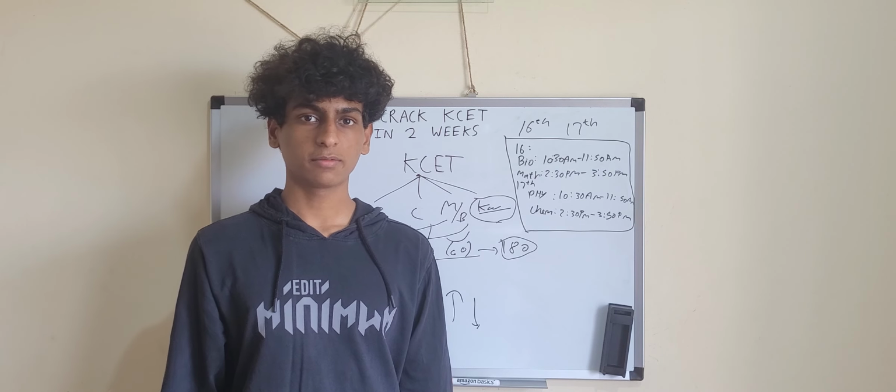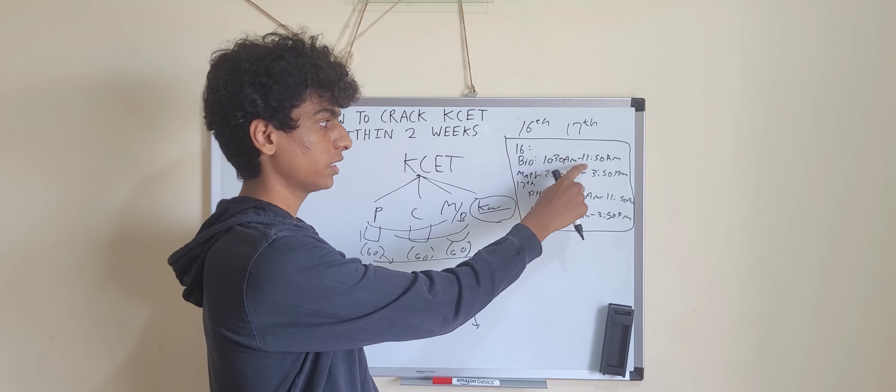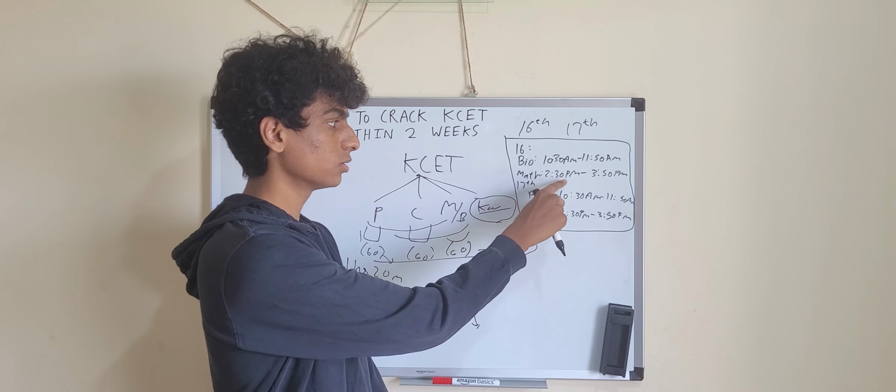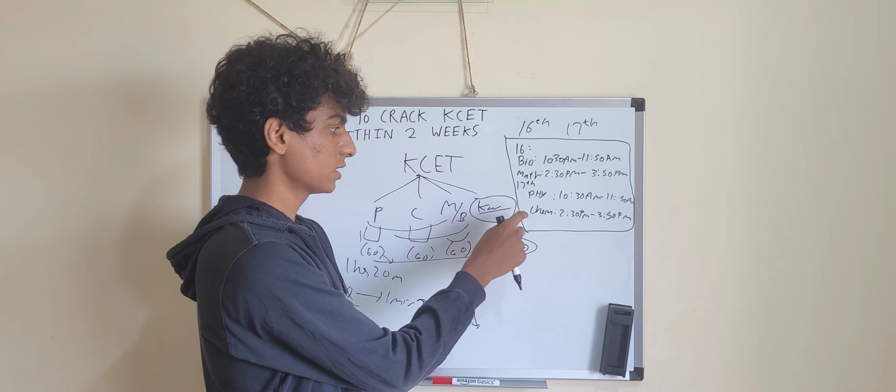Now if you look at this timetable, you will see that on 16th we have bio and maths. For bio it's from 10:30 am to 11:50 am. And after a bit of a break, you have maths from 2:30 pm to 3:50 pm. That's the same thing for 17th, physics and chemistry.